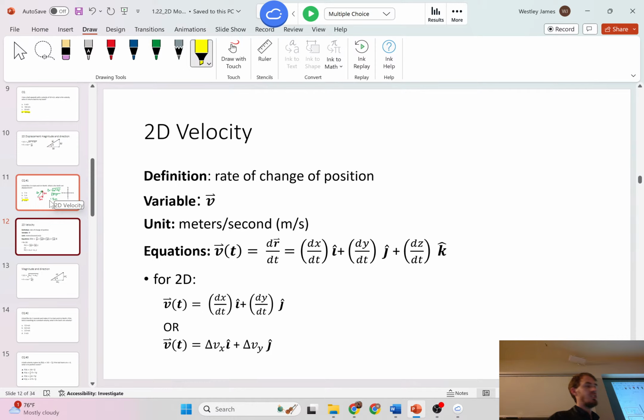2D velocity. It's the same thing as 1D velocity, but there's an x component and a y component. Same exact thing. Velocity is defined as the derivative of position with respect to time, just like it was before. Just now, we have x and y, and both are treated separately. The velocity vector is the rate of change of x with respect to t in the x direction, and the rate of change of y with respect to t in the y direction.